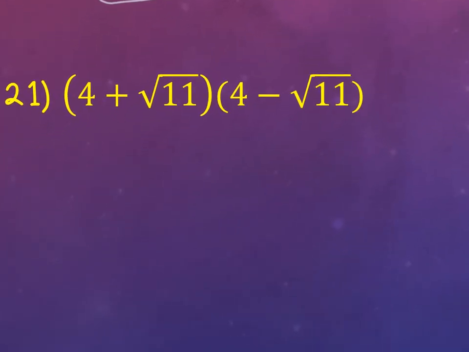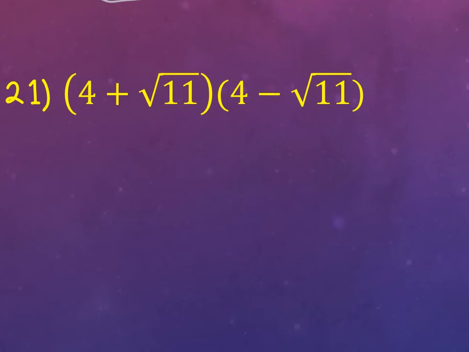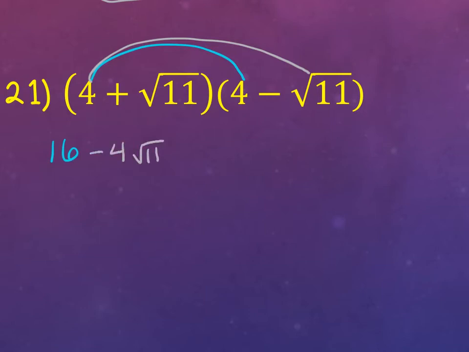All right, 21, we're dealing with a multiplication, right? We're multiplying binomials here, so this is FOILing, okay? We're going to multiply the first terms in each. 4 times 4 would be 16. We're going to multiply 4 times the last one, so the outer: 4 times negative root 11 would be minus 4 root 11. Inside is root 11 times 4. This time it's positive 4 root 11.